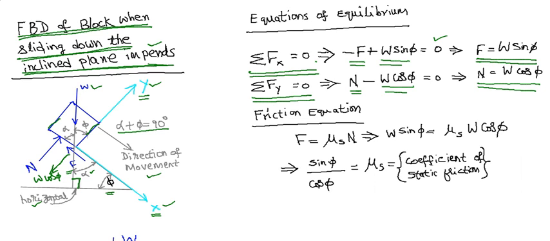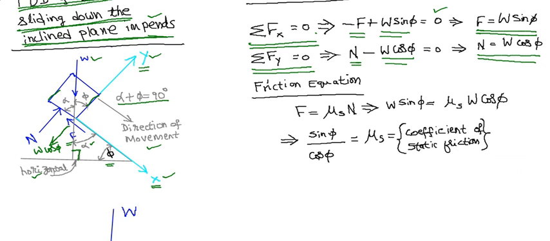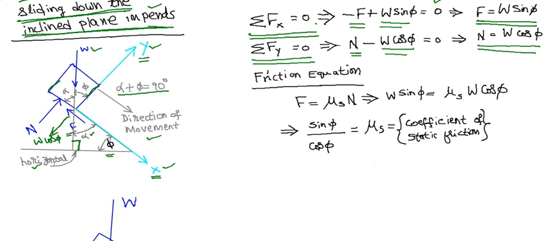To complete this whole problem, we'll try to write one equation of friction. We call it the friction equation. The friction equation is given to be F is equal to mu s N, where this mu s is the coefficient of static friction. It is the constant of proportionality between the friction force and the normal force. Here we write Fs. So Fs is equal to mu s N.